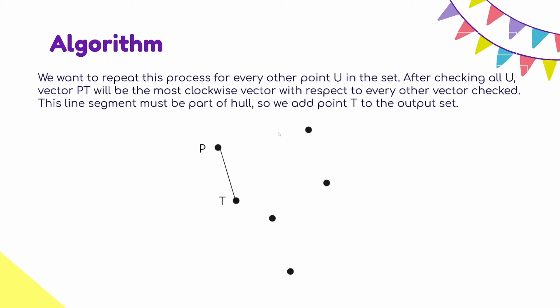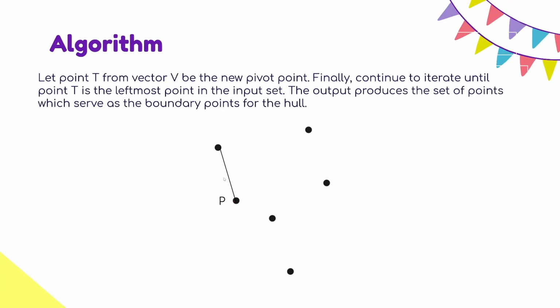So we'll check this point with respect to this point, and this is more clockwise to this, and this point is more clockwise to this point, and finally we'll arrive at this line right here. This is the most clockwise point in the entire set, as there are no other points that are more clockwise to this edge PT. So we can add the points P and T to the set. Finally, after all this, we let the previous T, which is here, be the new pivot P.